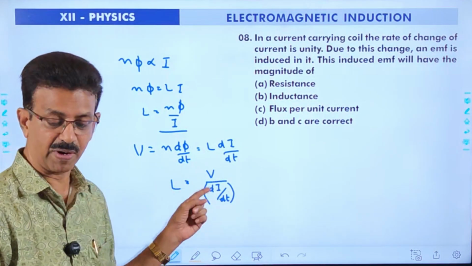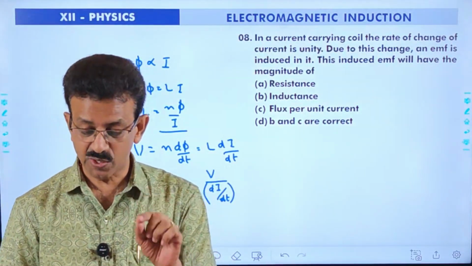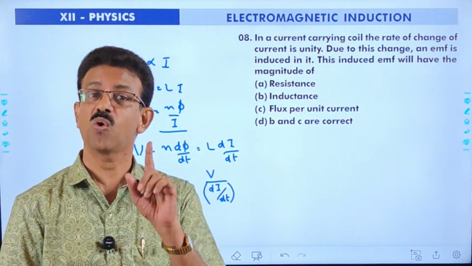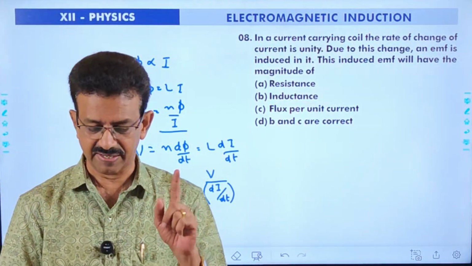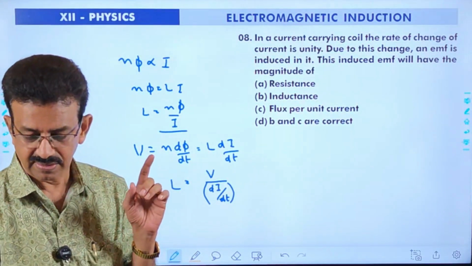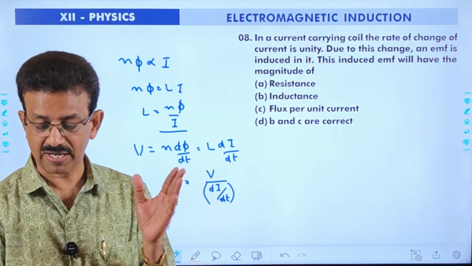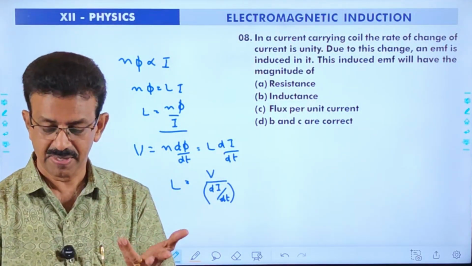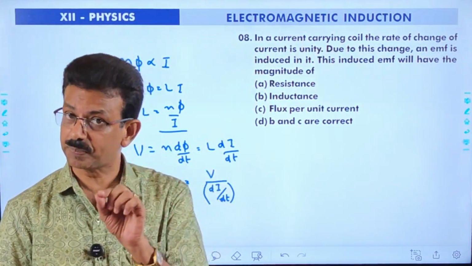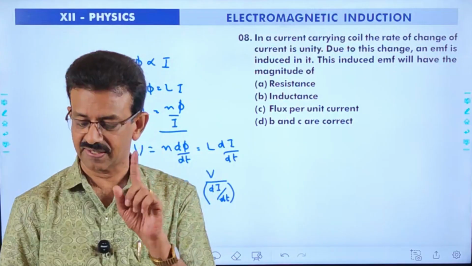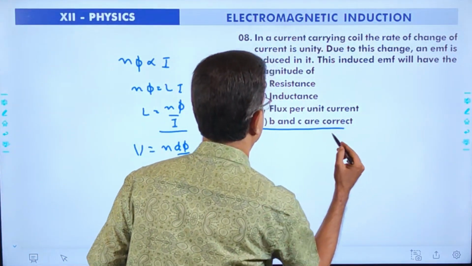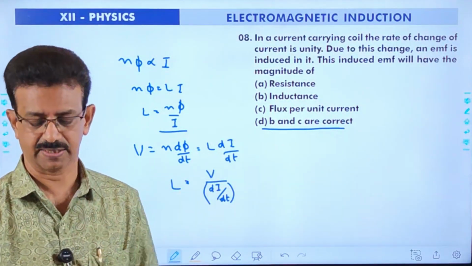Here the question is about this expression. This induced EMF will have the magnitude of self-inductance or coefficient of self-induction. Therefore, the correct choice is D. That is, choices B and C are correct. Flux per unit current, that is the definition of inductance. Choice B is inductance, choice C is flux per unit current, that is also inductance. Therefore, B and C are correct. D choice is the correct answer.